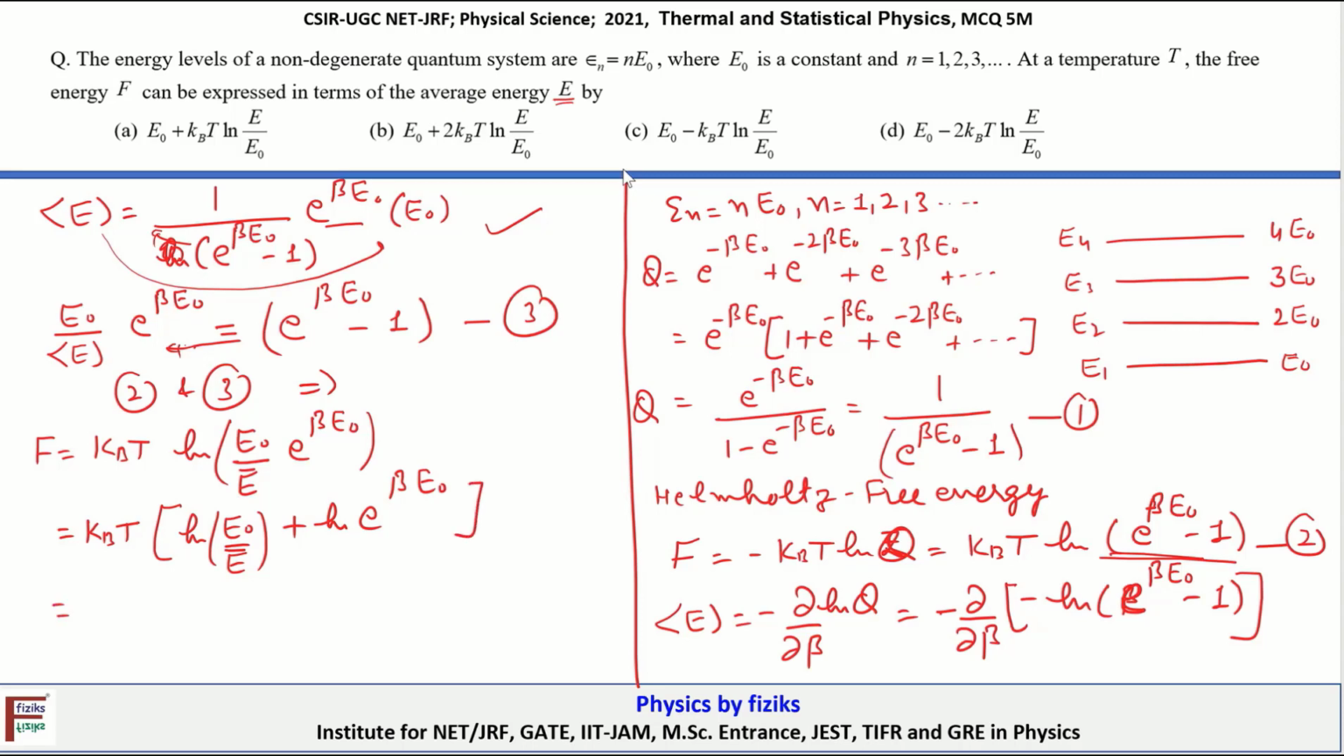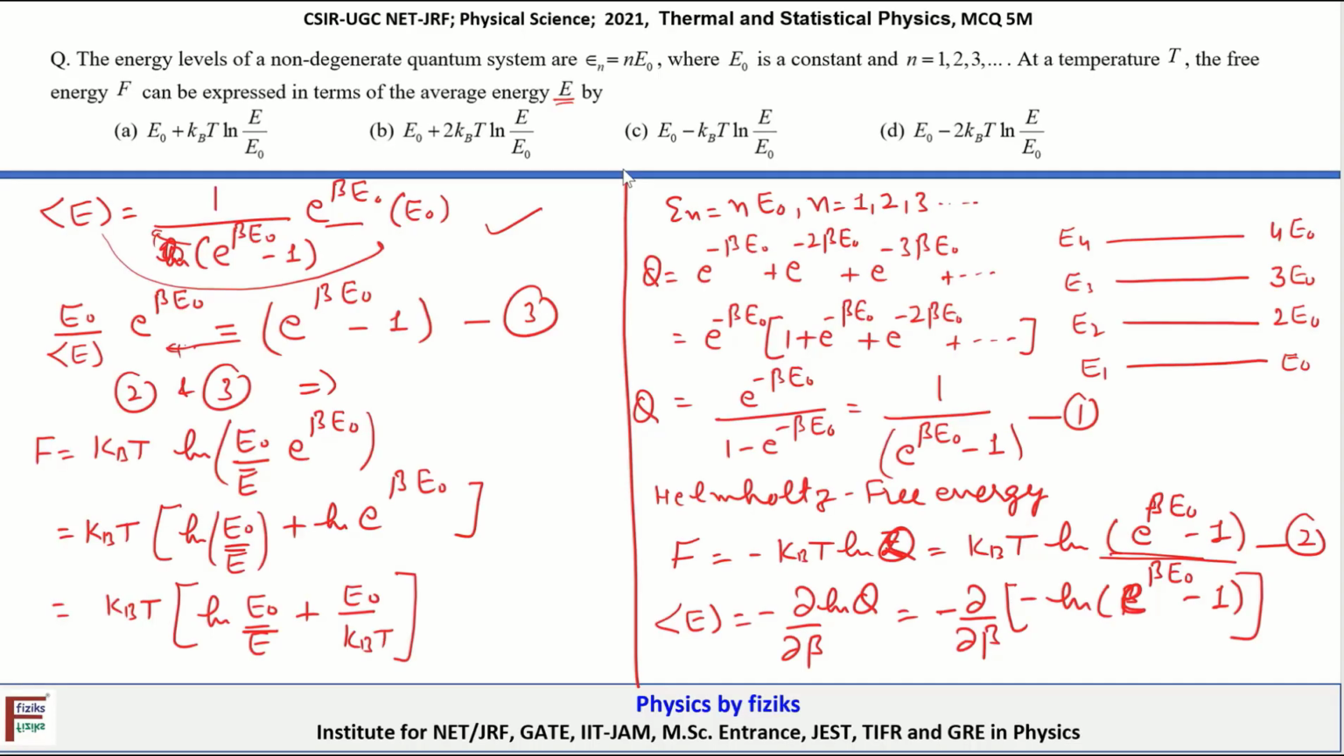So this can be further rewritten as kBT multiplied by ln(E0 upon E average) plus beta E naught, so plus E naught upon kBT. Or this can be further rewritten, so this is ln E0. So this can be further rewritten as, okay, so let me introduce another page here.